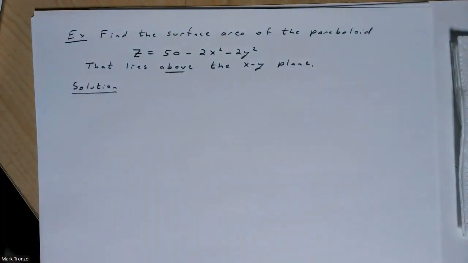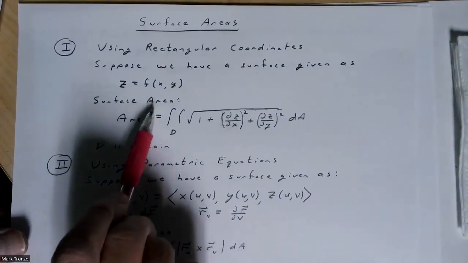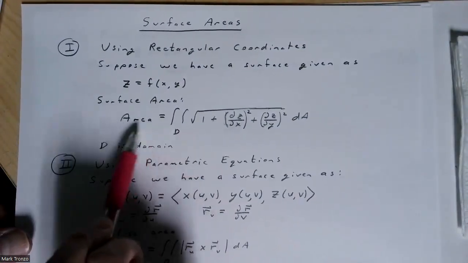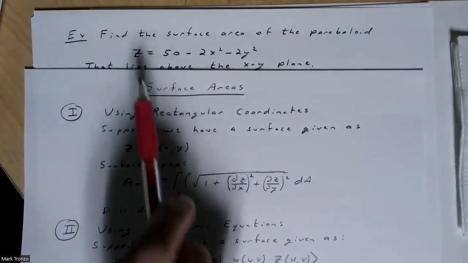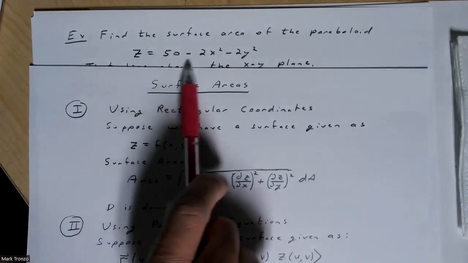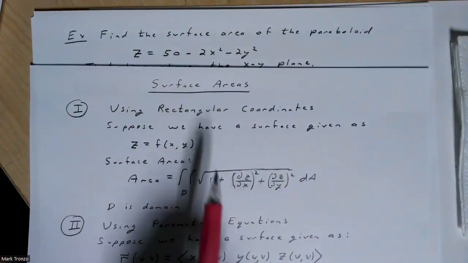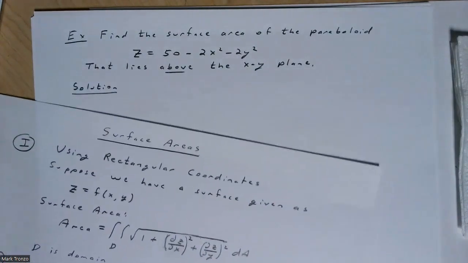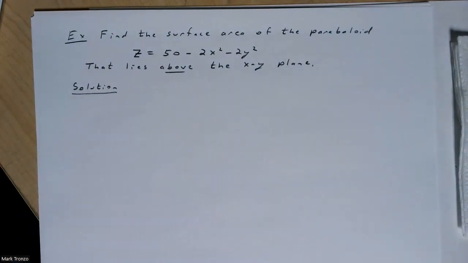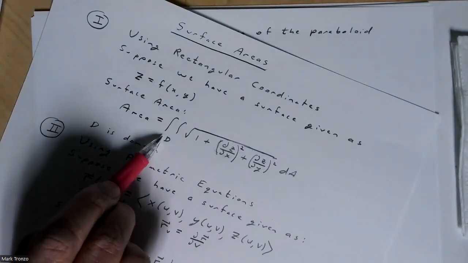So once again, we're in Cartesian or rectangular coordinates. We're going to use this equation over here. Now we already have it. z is already a function of x and y, so that's already done. And the other thing we're going to have to do is see what the domain D is over which we're integrating.